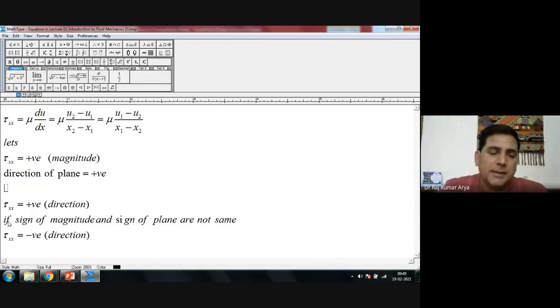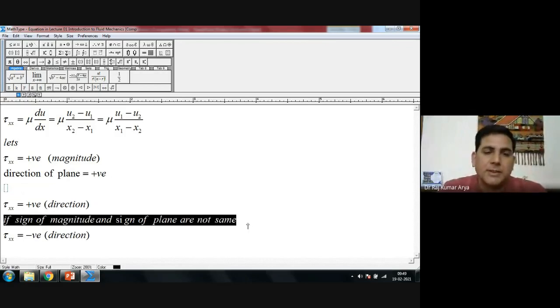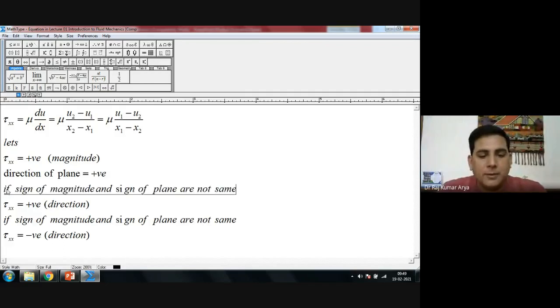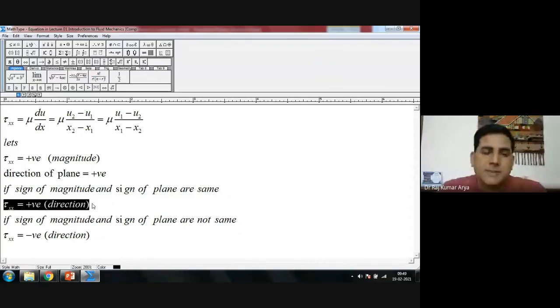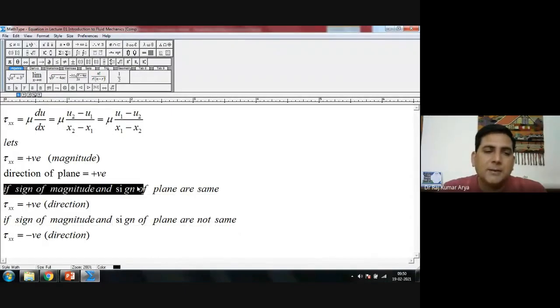So you can write this line also for this: if the sign of magnitude and sign of plane are the same, no matter whether they are plus or minus, then your shear stress would act on the plus side, or if the signs are different, then the shear stress would act on the negative side. Is that fine?